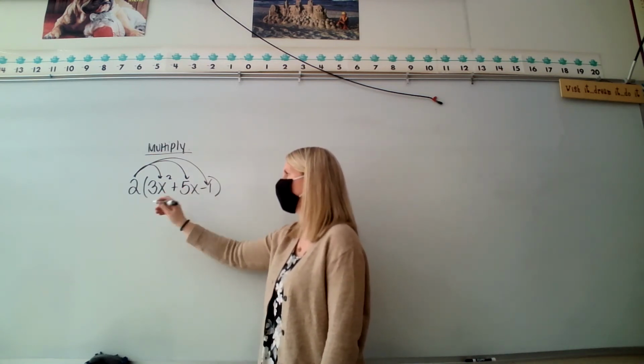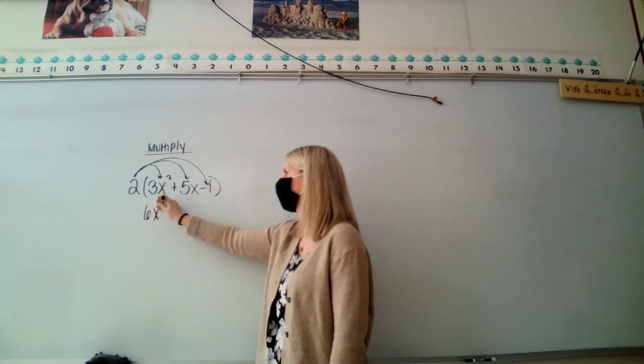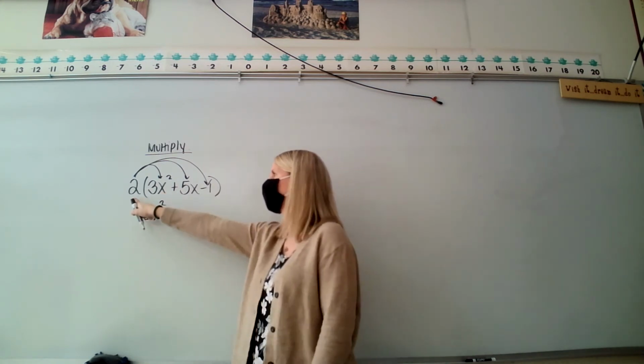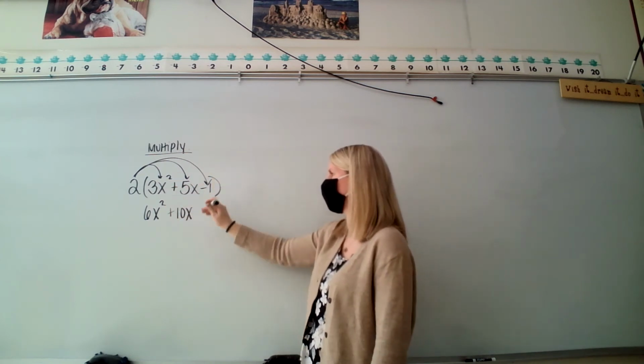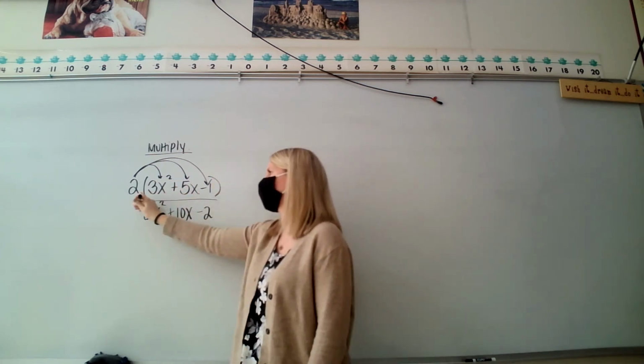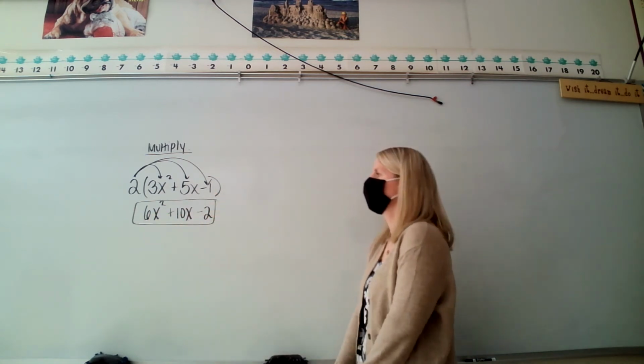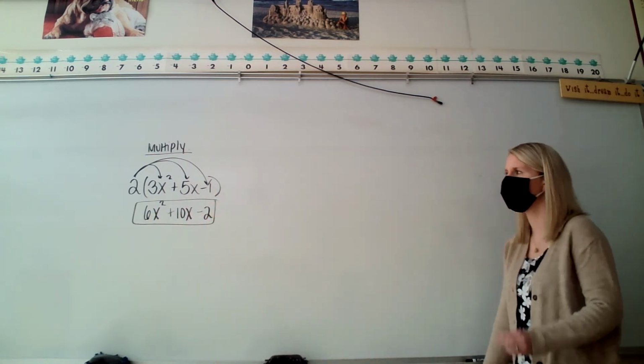2 times 3x squared will just give me 6x squared. 2 times 5x will give me 10x. And 2 times -1 will give me -2. That would be my answer. So the concept we're familiar with.